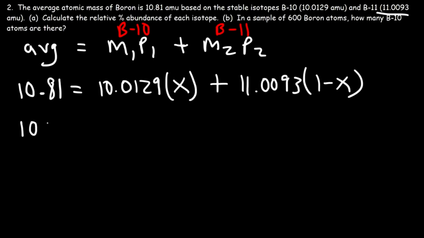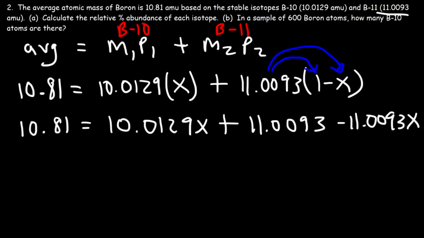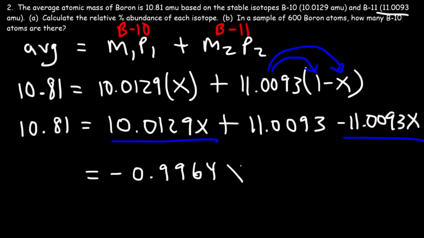Now it's time to do the math. On the right side, we have 10.0129x, and we need to distribute 11.0093 to 1 and negative x. So it's going to be 11.0093 minus 11.0093 times x. Let's combine like terms. 10.0129 minus 11.0093 gives us negative 0.9964x.